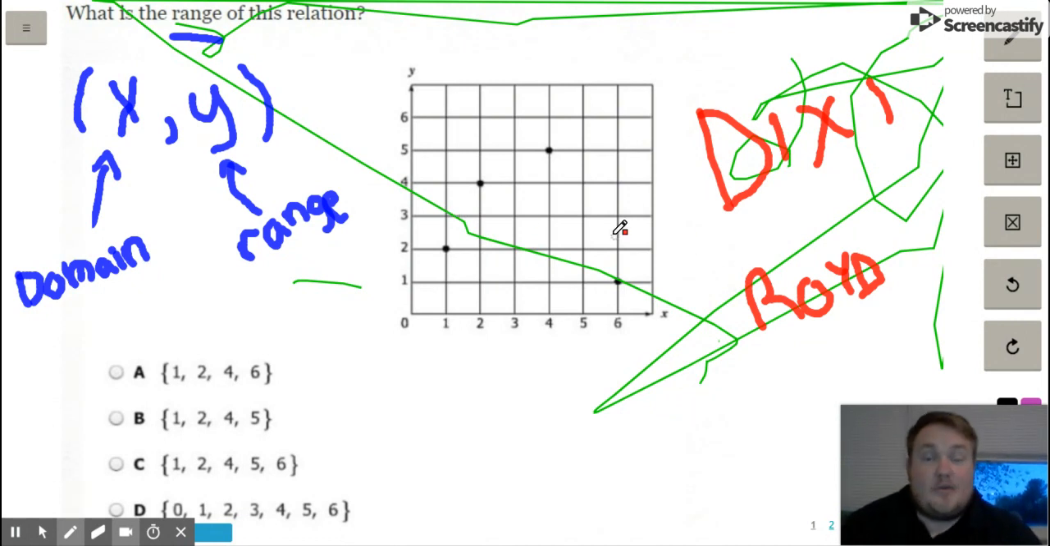So let's figure out what the y point is, because we need the range. 6, 1. I've gone over 6 and up 1 to get that point. To get this point, I go over 1 and up 2. To get this point, I'm going over 2 and up 4. And to get this far point, I'm going over 4 and up 5.